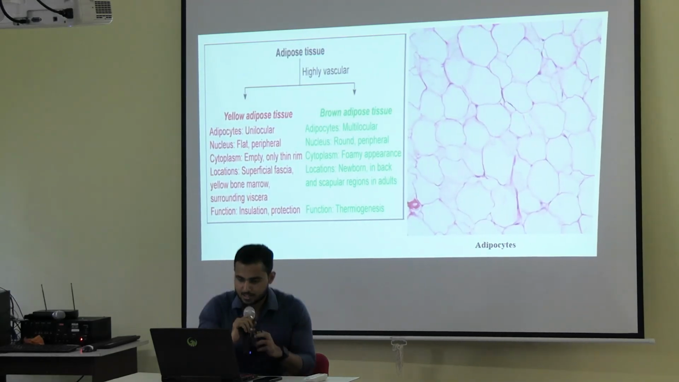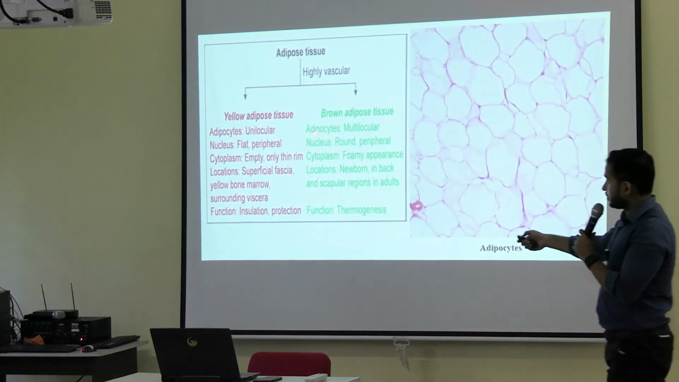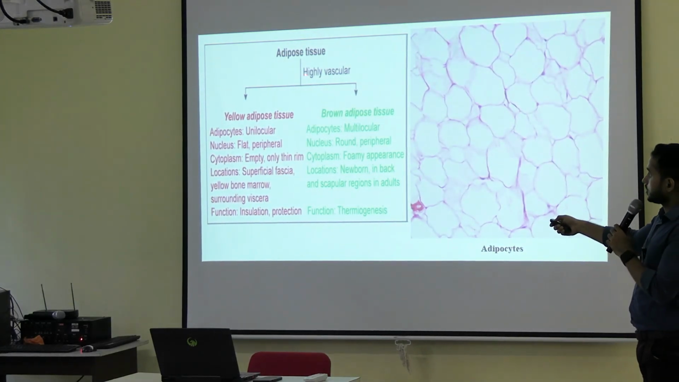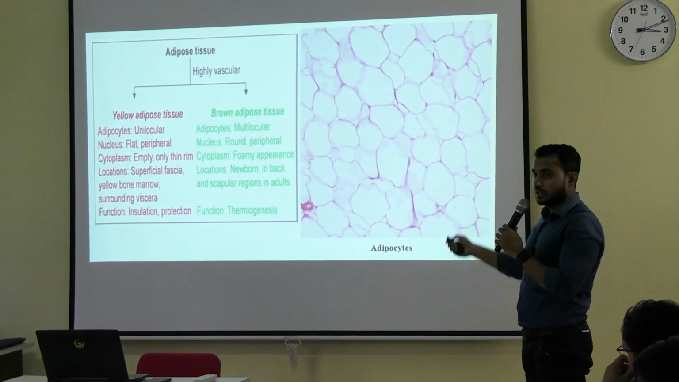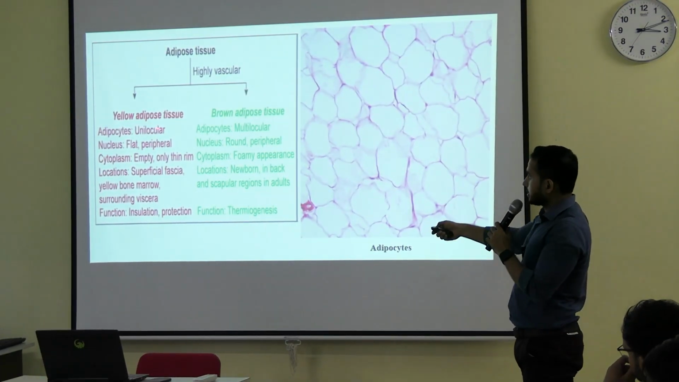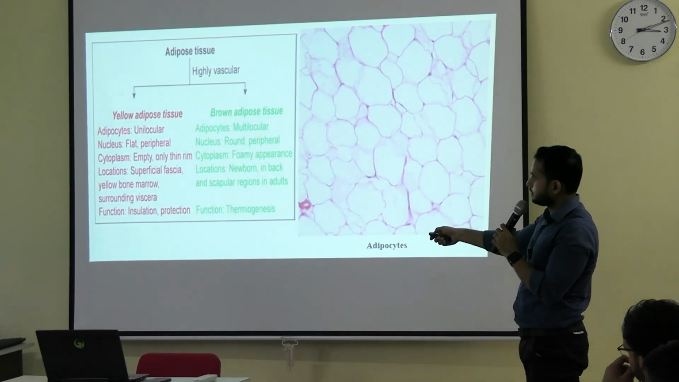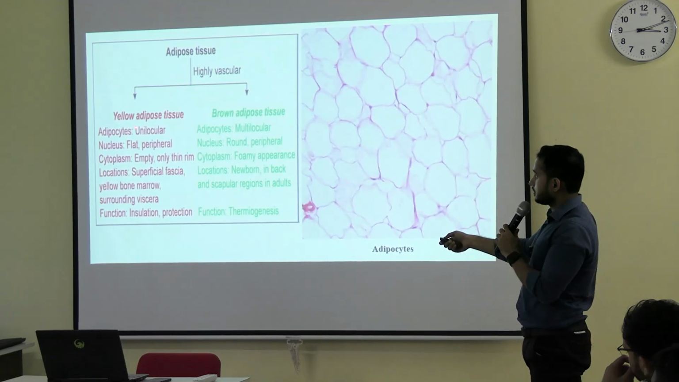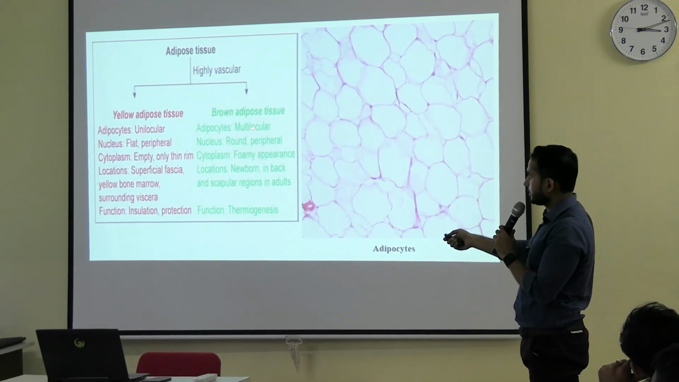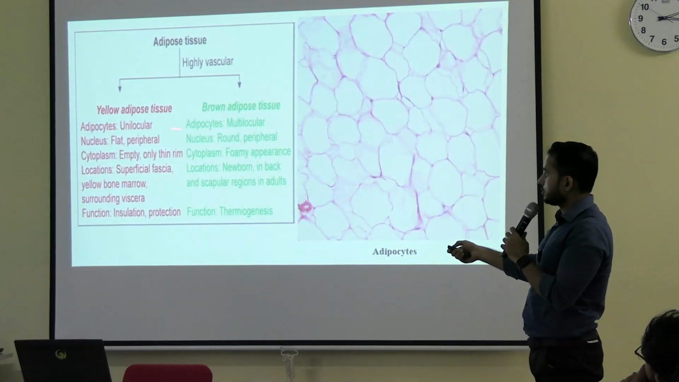Now here you can see the classification in the diagram. First, concentrate over here. The adipose tissue is of two types: yellow adipose tissue and brown adipose tissue. In both cases adipocytes are present, but the variety is different. Here we are getting unilocular. Here we are getting multilocular. What is unilocular and multilocular?